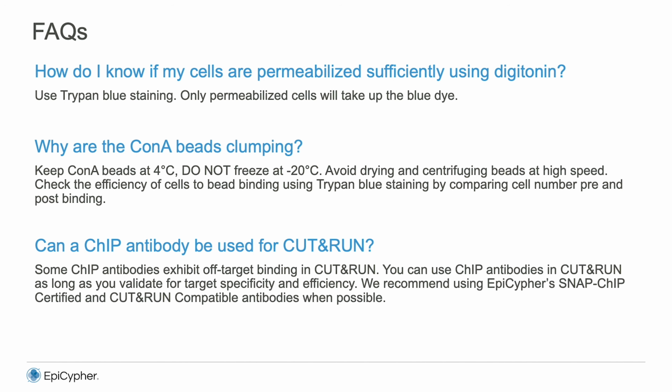Choosing your antibody is one of the most important decisions in a CUT&RUN experiment. Our team has found through repeated testing that many ChIP antibodies, including heavily cited ones, are non-specific and have low efficiency pull-down. We recommend using EpiCypher's SNAP-ChIP certified and CUT&RUN compatible antibodies. Check the link below for more information.